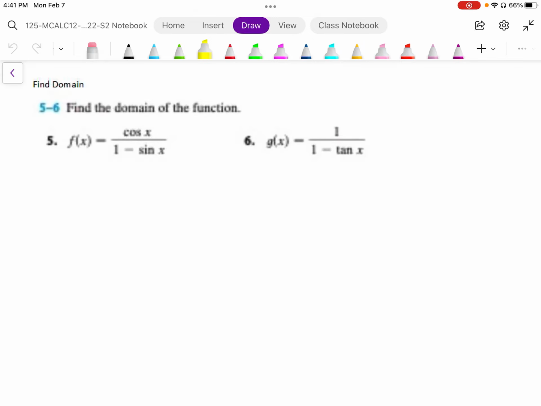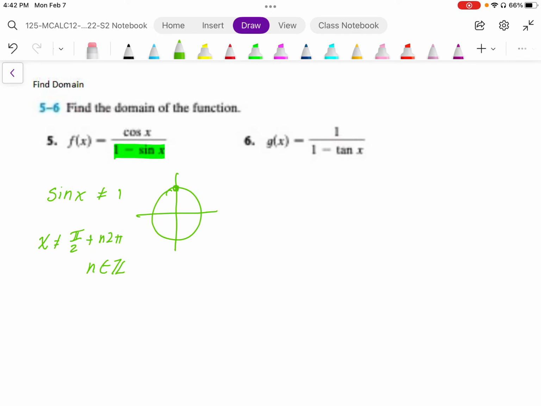So here we have domain restrictions based on the trig functions and their denominators. We have in the denominator here 1 minus sine. So in this case, sine x cannot equal 1. Well, if I take a look at where sine x is equal to 1, sine x is equal to 1 at 90 degrees and repeating at 90 degrees. So x cannot equal pi over 2 plus n 2 pi, okay, where n is an integer. So every 2 pi, every time it hits the top of the circle, we end up with a restriction.